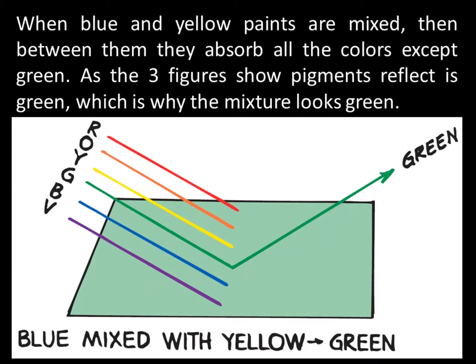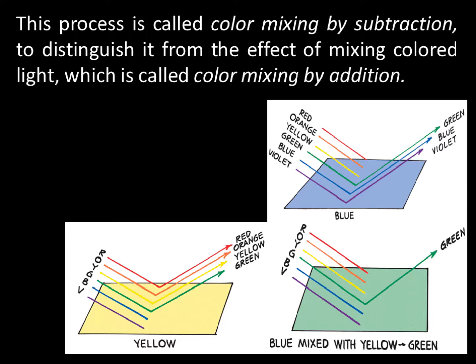You're absorbing red, yellow, orange, blue, indigo, violet here, and you're reflecting the green light. Don't forget, this process is called color mixing by subtraction, or you could say color mixing by absorption, to distinguish it from the effect of mixing colored light, which is called mixing color by addition. Just want to make sure you understand what indigo is.